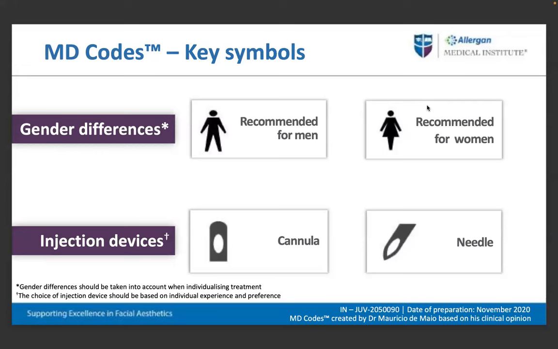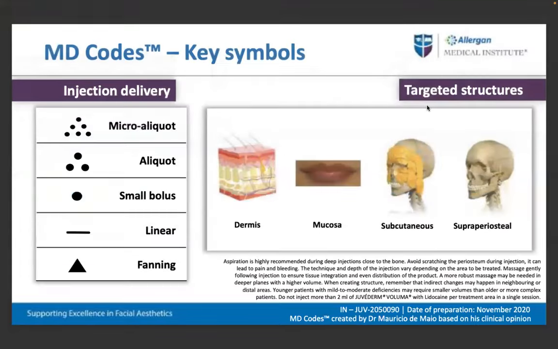Injection devices, we have broadly two devices. One is the cannula and one is the needle. The delivery and the targeted structures. Now there are four different layers where we can place our dermal filler. First is the dermis, then if it is lips, then it is the mucosa, then subcutaneous and supraperiosteal. So these are the four different layers in which the filler can be placed.